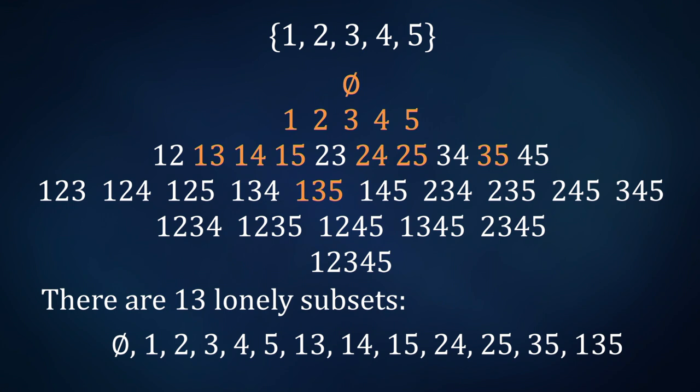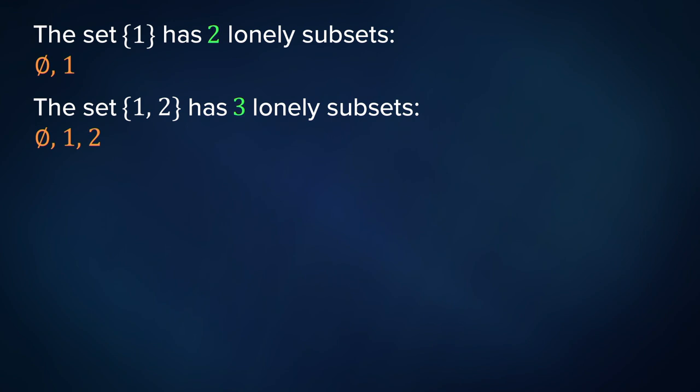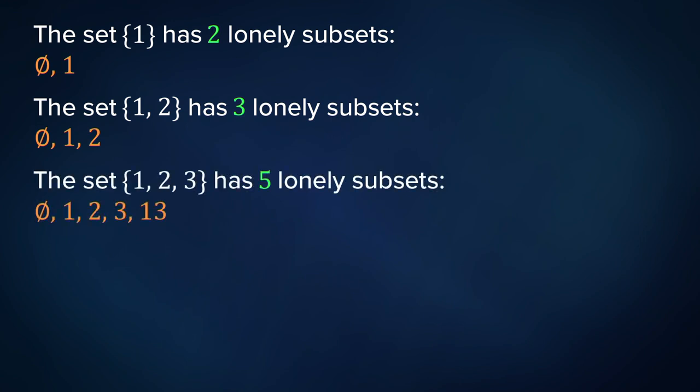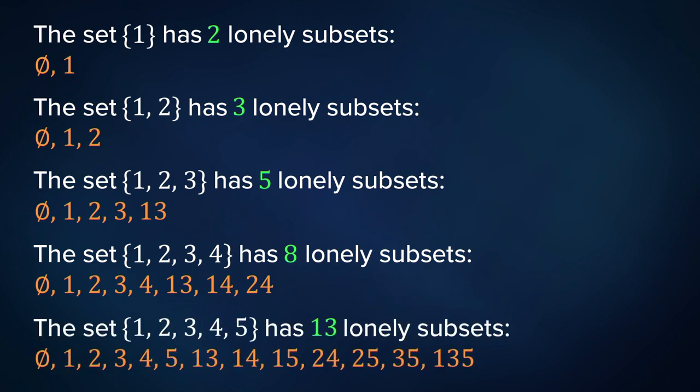If we look at smaller examples, what do we see? The set {1} has 2 lonely subsets, the empty set and the set {1}. The set {1, 2} has 3 lonely subsets, namely the empty set, the set {1}, and the set {2}. The set {1, 2, 3} has 5 lonely subsets, namely the empty set, {1}, {2}, {3}, and the subset {1, 3}. The set {1, 2, 3, 4} has 8 lonely subsets listed here. And as we've seen, the set {1, 2, 3, 4, 5} has 13 lonely subsets listed here.